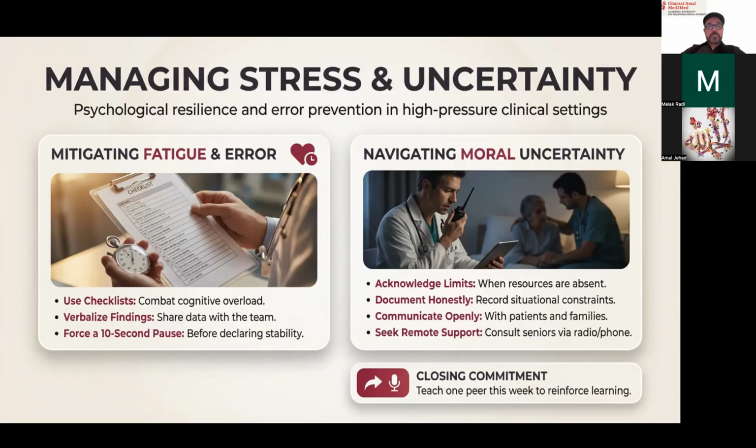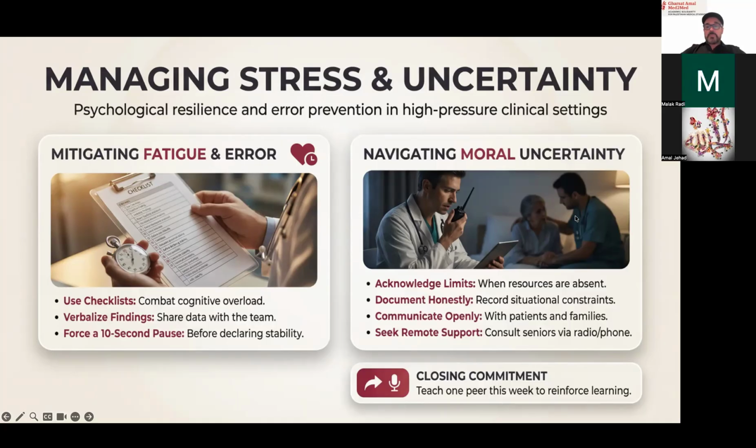Verbalize the findings. Share the data with your team and check if you are thinking straight. And then force a 10-second pause before declaring stability. Just take 10 seconds and say to yourself, let me summarize. And then navigating moral uncertainty.